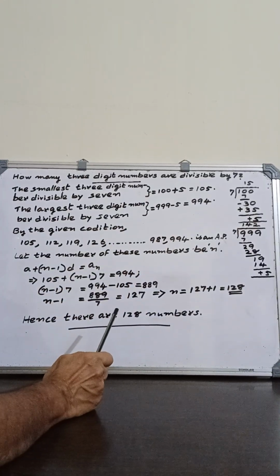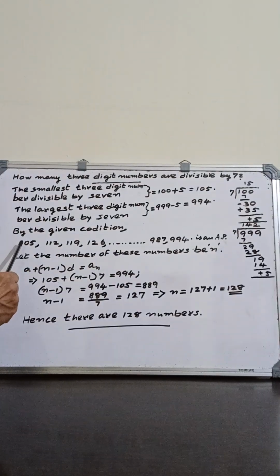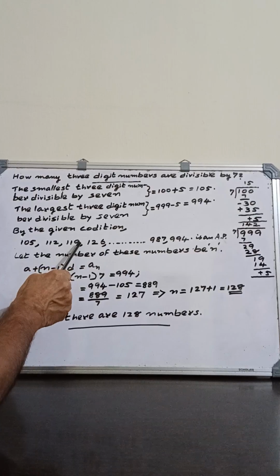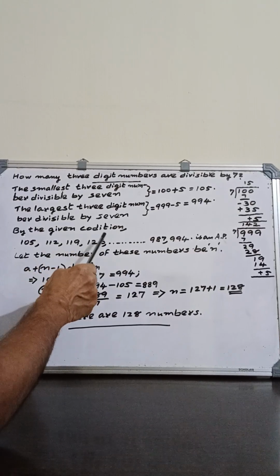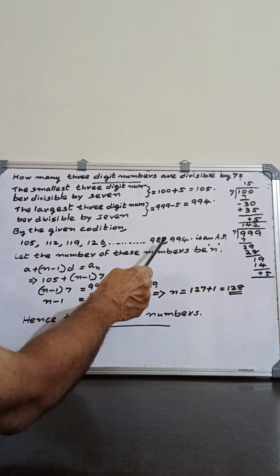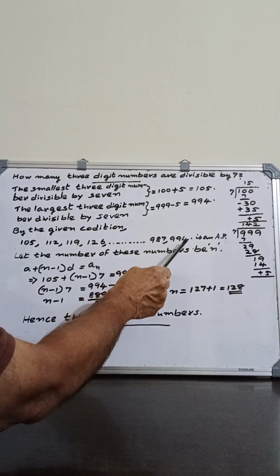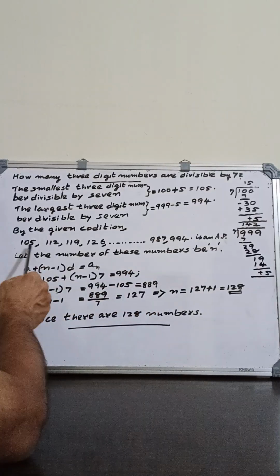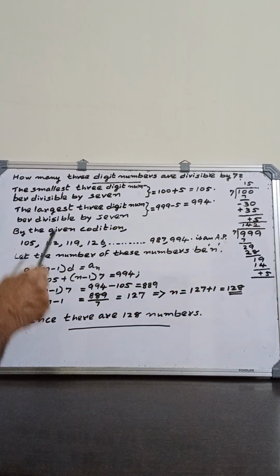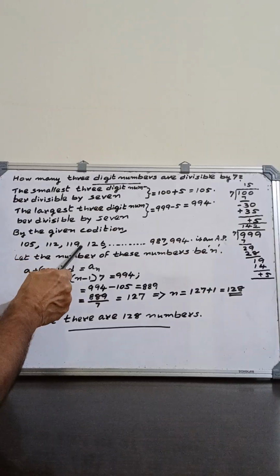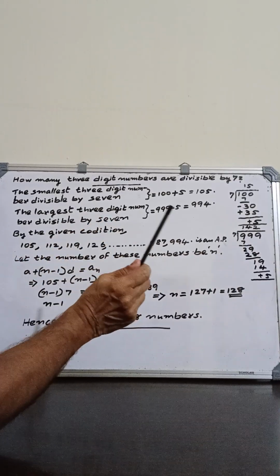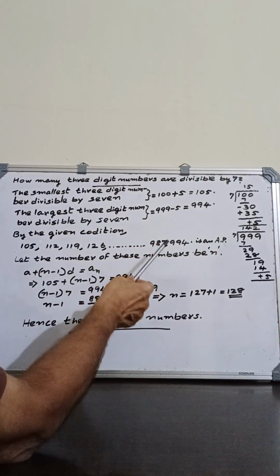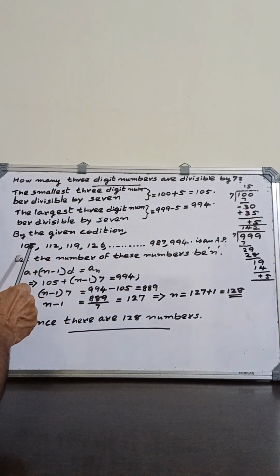Then we can form the AP: 105, 105 plus 7 is 112, 112 plus 7 is 119, 119 plus 7 is 126, and so on, up to 987, 994, the largest three-digit number divisible by 7. This forms an AP. Why? Because T2 minus T1 equals T3 minus T2 equals 7. Therefore, this sequence is an arithmetic progression with common difference 7.